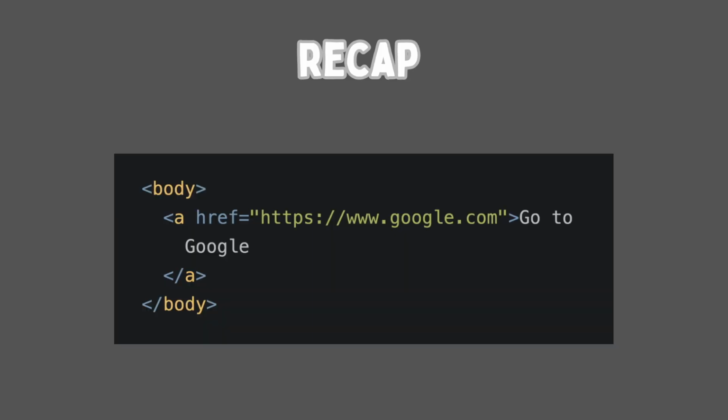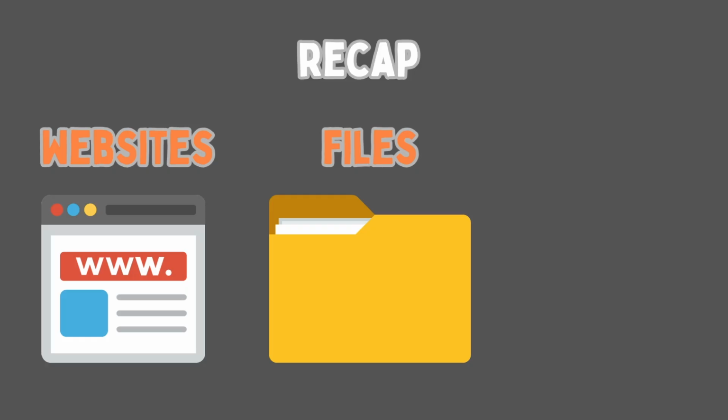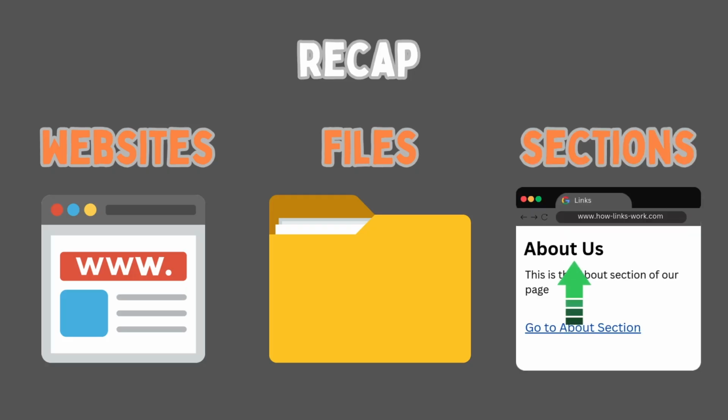To recap, links in HTML use the A tag with a href attribute to point to the target location. We can link to other websites, files, or even specific sections within the same page. Links make the web connected and help users navigate with ease.